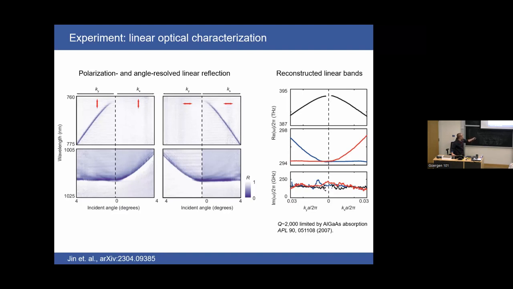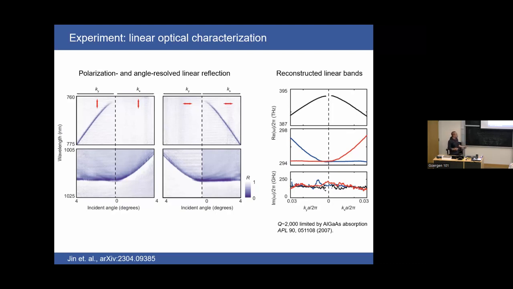So over here, everything is horizontally polarized. Everything here is vertically polarized. Now you can already see many of the features I told you about. First of all, there are two sets of bands. One set at higher frequency, around 760 nanometers. The other set at lower frequency, around 1 micron.